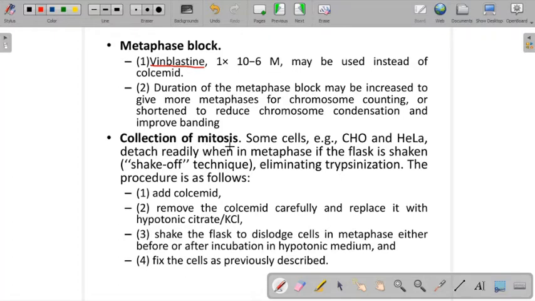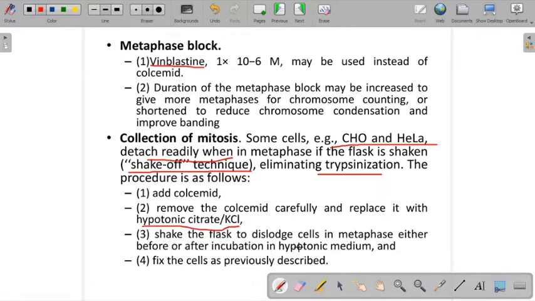Then the collection of mitotic cells: some cell lines, for example CHO, Chinese hamster ovary, or HeLa, detach readily in metaphase if the flask is shaken off. So for certain cell lines we don't need to add trypsin. But for cells which are completely packed and very intact, we need trypsinization. To eliminate trypsinization, we use the following steps: add colcemid, remove the colcemid carefully, and replace it with the hypotonic citrate solution, or KCl.